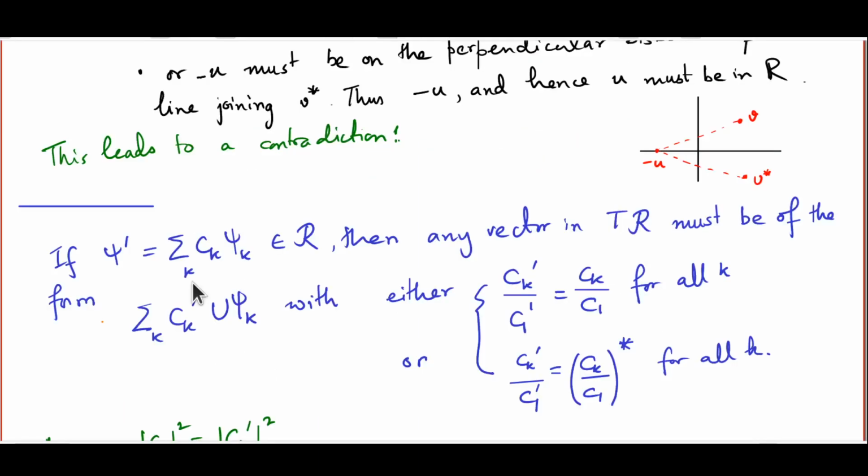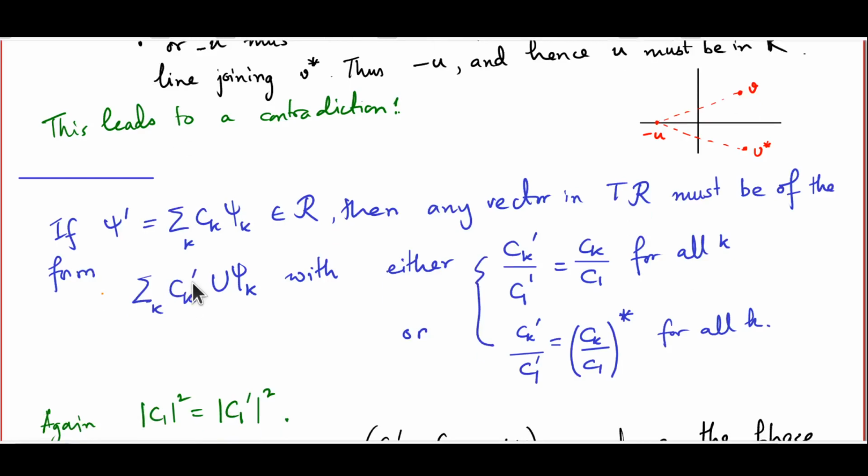So with this proof, we can finally state that if psi prime equals sum of Ck psi k belongs to a ray R, then any vector in the transformed ray TR must be of the form Ck times u psi k, with either Ck prime by C1 prime equals Ck by C1 for all k, or Ck prime by C1 prime equals Ck by C1's conjugate, again for all k. In addition to this, we have the demand that C1 mod square must be equal to C1 prime mod square.